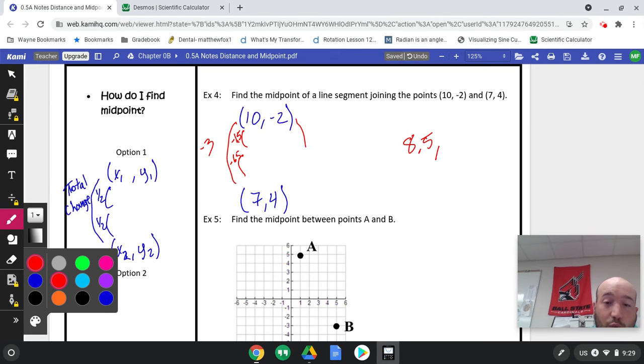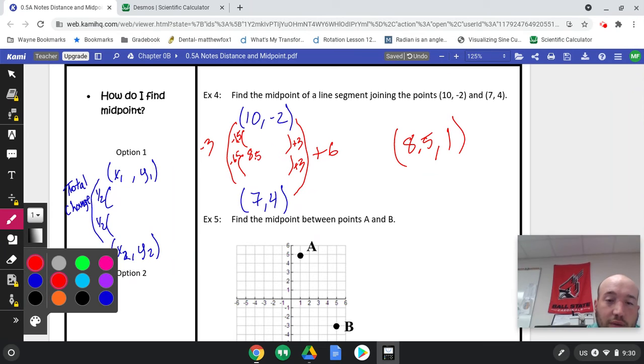Meanwhile, -2 to 4, that is a change of +6. So we know that we are going to have +3 to the midpoint. So -2 plus 3 would give us a 1. And right there, if you want, you can write it in here, 8.5 and 1. But that is our answer.